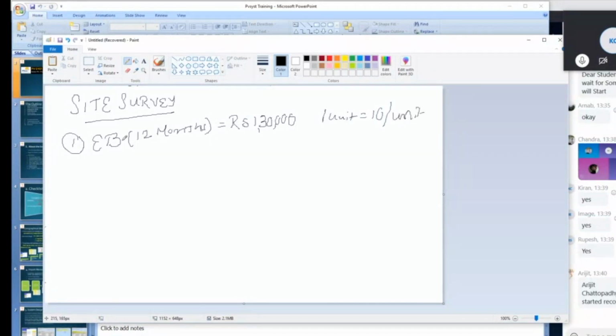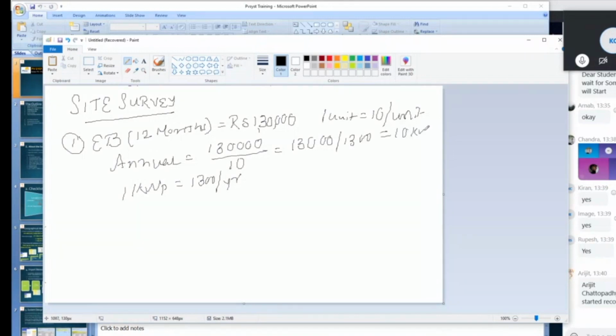From here we need to find out the annual requirement of the customer. The annual requirement will be 1,30,000 divided by 10, as it's the unit rate. So it's 13,000 units. We already know a 1 kilowatt peak plant gives us 1,300 units a year. Dividing by 1,300, we get 10 kilowatts. So we are taking that we need to design a 10 kilowatt peak plant for today.